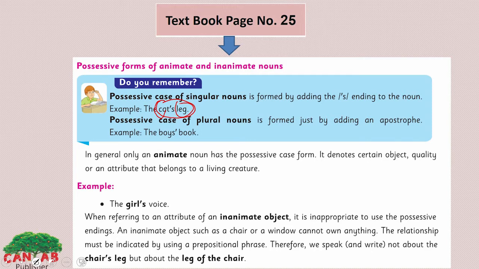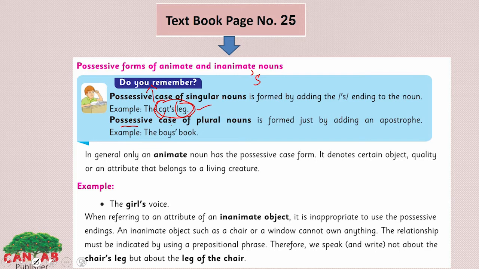So I told you that possessive noun shows the relationship or the ownership between the two nouns and two pronouns here. So the leg belongs to cat. Cat is the owner of its leg here. And we have added apostrophe and s to show the possession. In possessive nouns, we add apostrophe and s to show the relationship between the two nouns and pronouns. Here the cat is a singular thing, so we have added apostrophe and s to show the relationship between the cat and the leg.